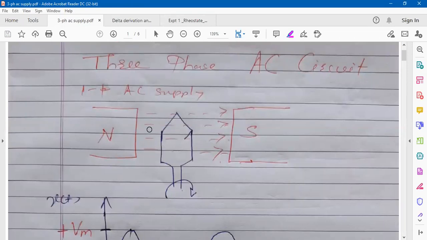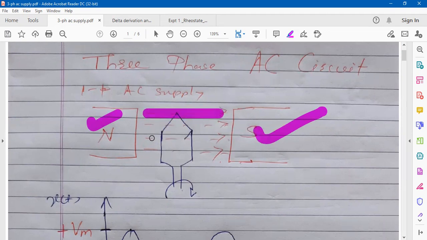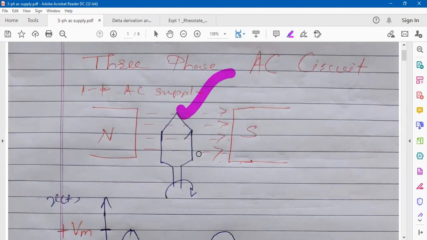we have seen this for single phase also. If you remember, this is the north pole, this is the south pole, and a magnetic field is there between the north and south pole. Its direction is from north to south pole. Now in this stationary magnetic field, you put one coil, this blue colored one is a coil, and you go on rotating it in the clockwise direction.